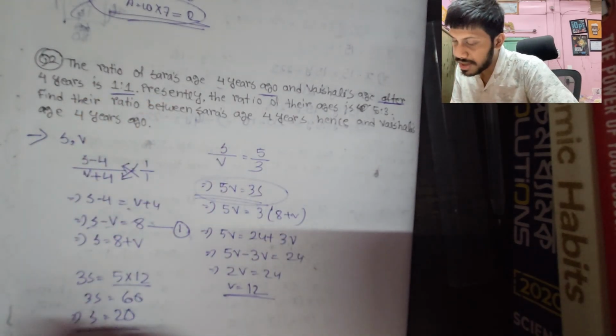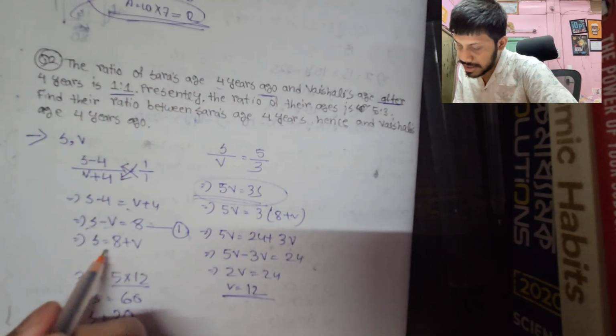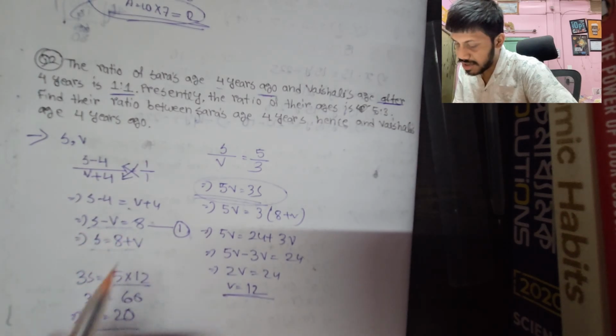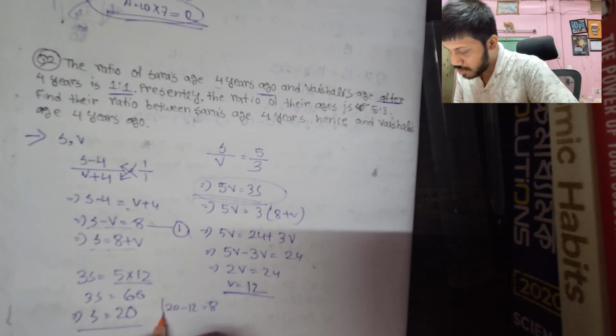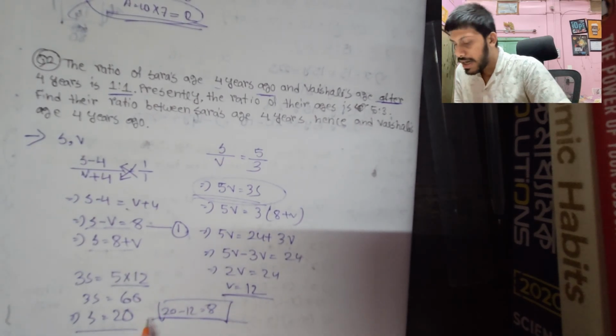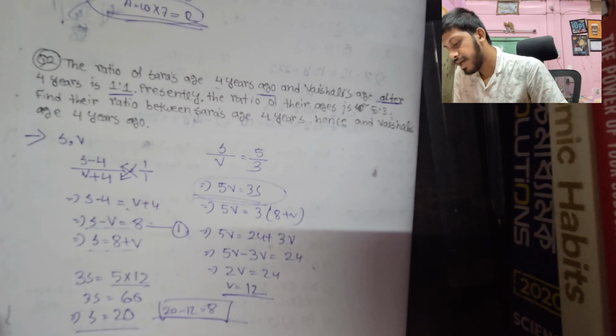Let's do one thing. Let's put this in equation number 1. Does it satisfy? So 20 minus 12 equals 8. So it satisfies. So in present, the age of Vaishali is 12 and Sarah is 20.